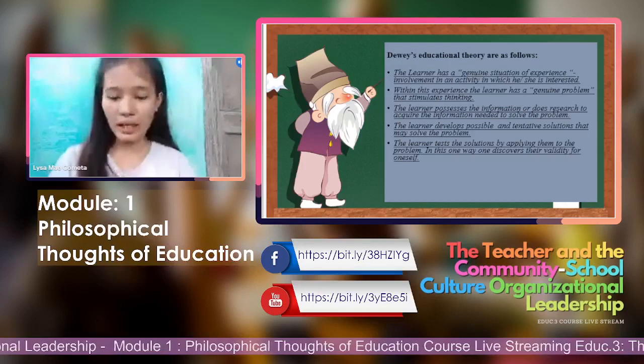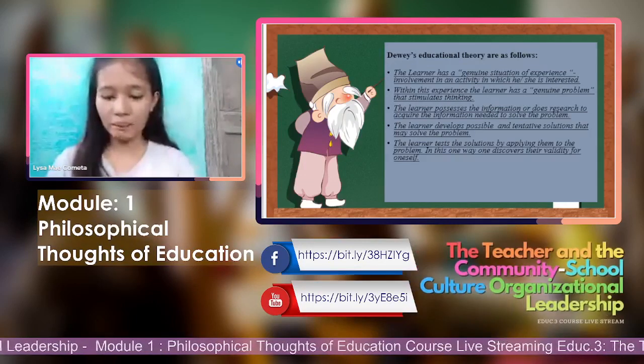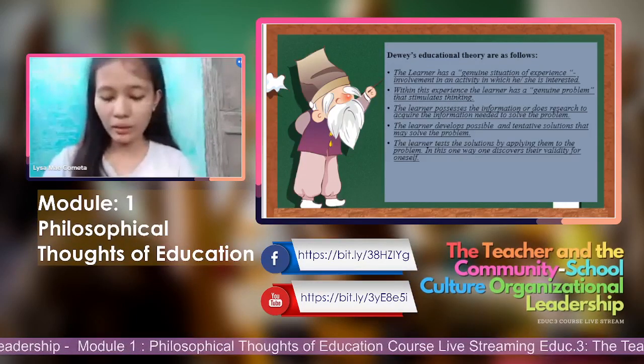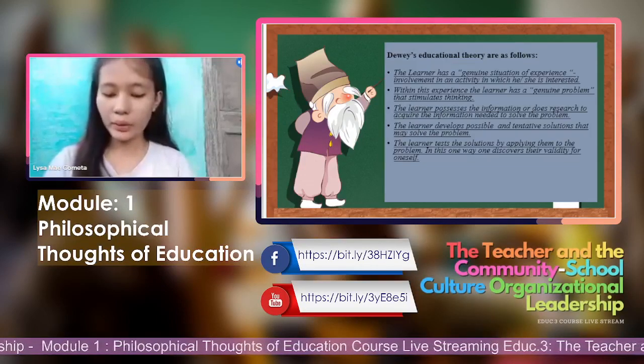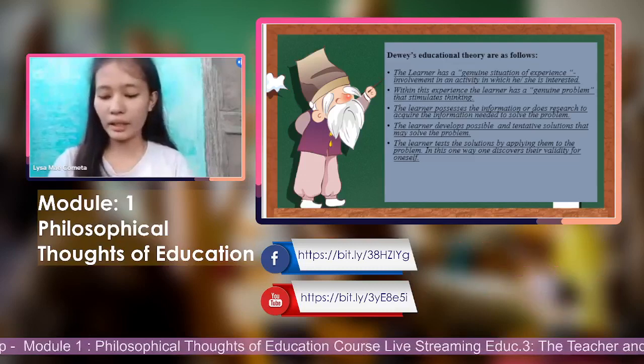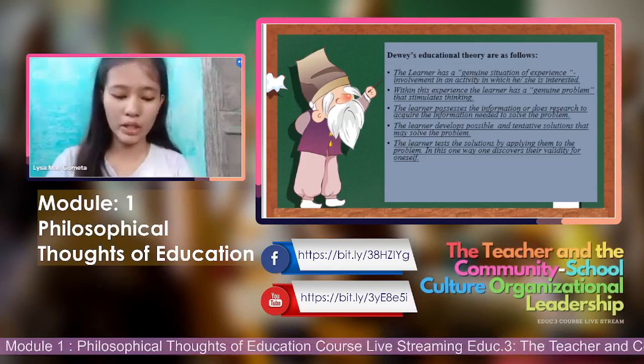Next book. The school is a social, scientific, and democratic. The school introduces children to society and their heritage. The school, as a miniature society, is a means of bringing children into social participation.